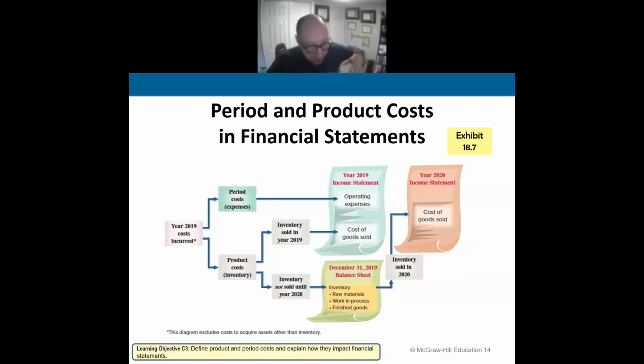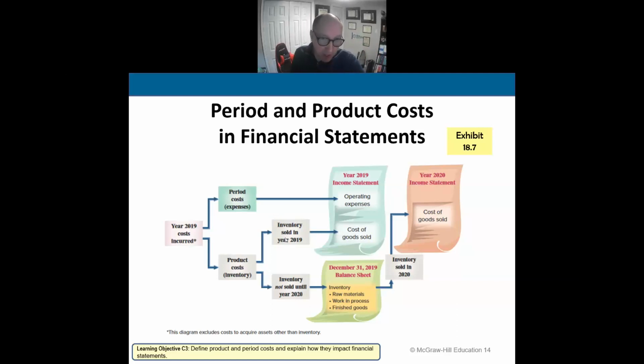And it moves through that process. It starts as raw materials, becomes work in process, and ends as finished goods. You're always going to have inventory in all 3 areas. Remember, manufacturing is a continuous process. We don't just stop and say, oh, it's all finished goods. No. We're continually making things. We don't just make them in batches. So you'll always have inventory in raw materials, work in process, and finished goods.